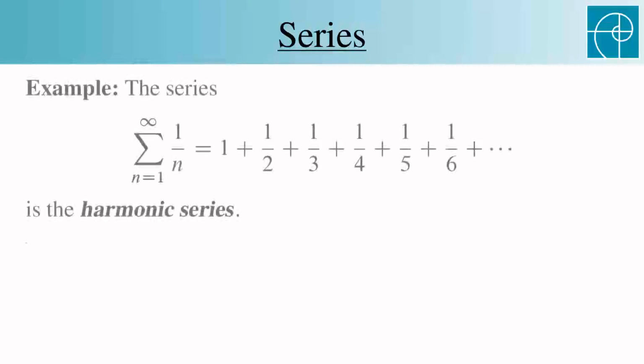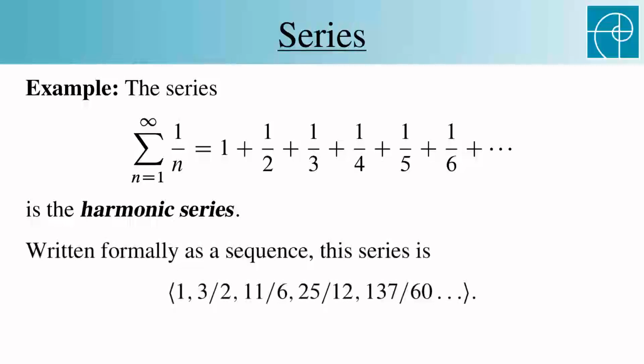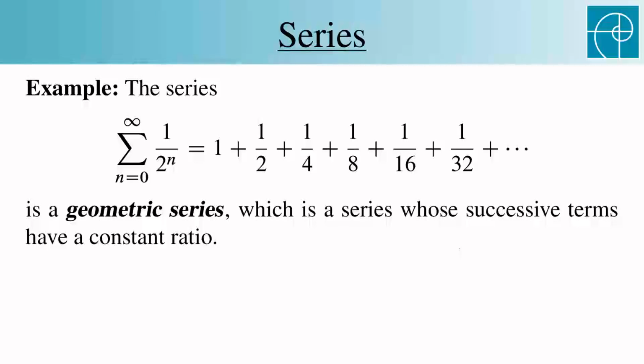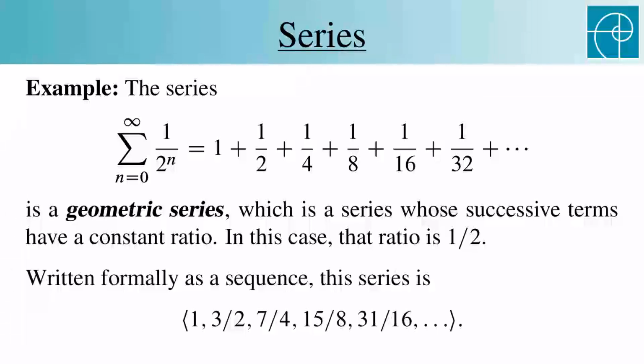Let's look at 2 examples of series. First, this is an important series called the harmonic series. Written formally as a sequence of partial sums, the series is this. Second, this series is an example of a geometric series, which is a series whose successive terms have a constant ratio. In this case, that ratio is 1/2. Written formally as a sequence of partial sums, the series is this.